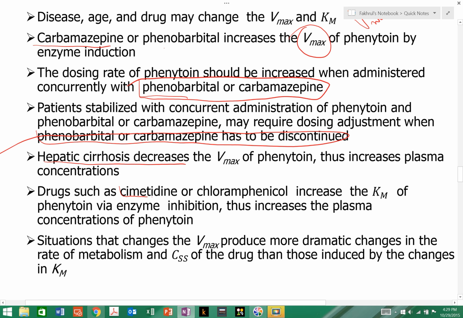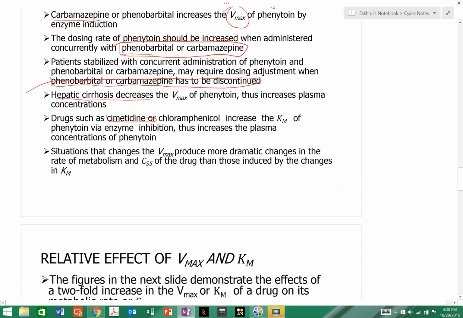Drugs like cimetidine and chloramphenicol increase Km by enzyme inhibition. When it increases the Km, that increases plasma concentration. So in this case, when plasma concentration changes, you have to also adjust. So these are concept questions.